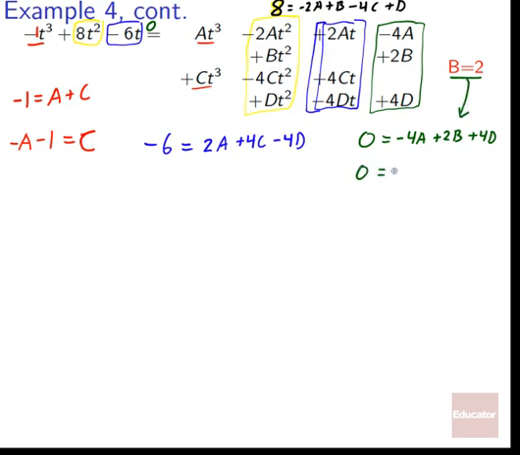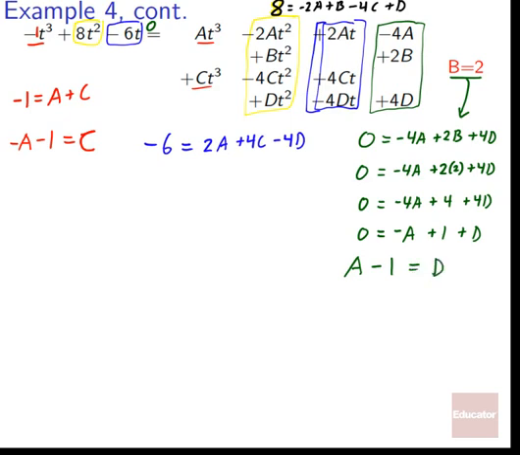OK. On the green one, we plug in what we know for our b. We've got 0 equals negative 4a plus 2 times 2 plus 4d. 0 equals negative 4a plus 4 plus 4d. Let's divide everything by 4 just to make things easier: 0 equals negative a plus 1 plus d. So we move that stuff over, add a on both sides, subtract 1 on both sides: a minus 1 equals d.